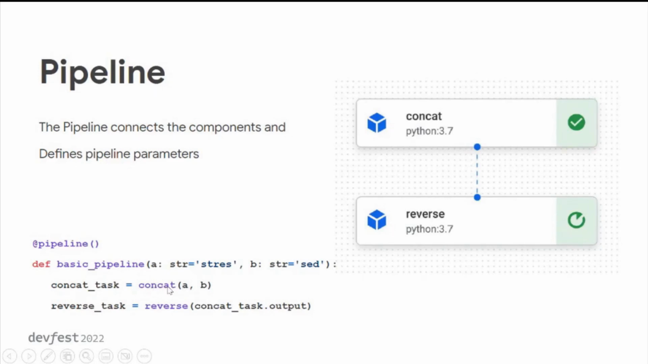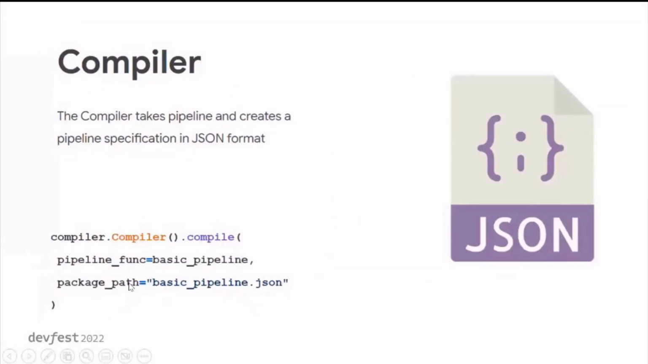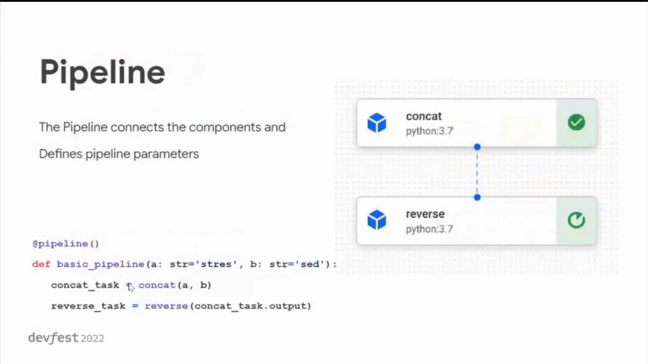So you can see that concat was my one component to which we are passing AB, and whatever output I am getting from this task, from this component, I am passing that to my next component, reverse. So you can see that concat task dot output will take the output of the previous component as input over here. Similarly, the pipeline is defined using the @pipeline decorator over here.